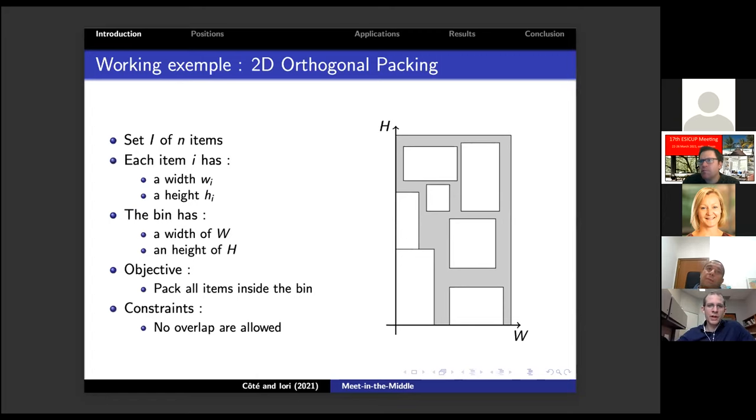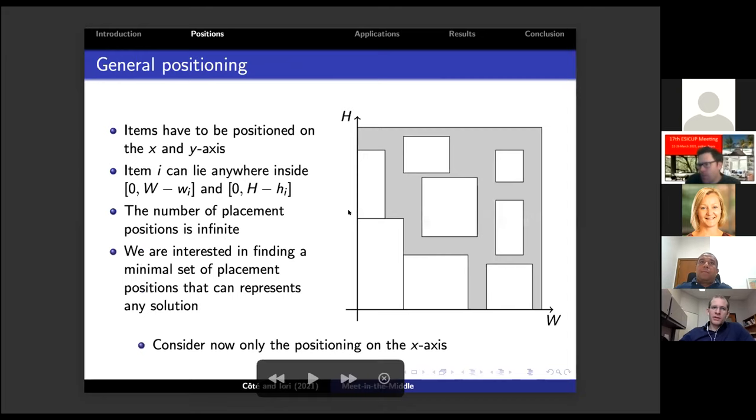So we have a set of items, and every item is in two dimensions with a width and a height. The bin has a width and a height as well. Our objective is to know if we can pack all these items inside the bin, and obviously no overlapping is allowed. The general set of positions can be quite large. We can place any rectangle at any point inside this area. Basically, the left corner of an item can be placed on the x-axis at any position in this interval, and we have the same for the y-axis. So this interval defines the feasible positions for my item.